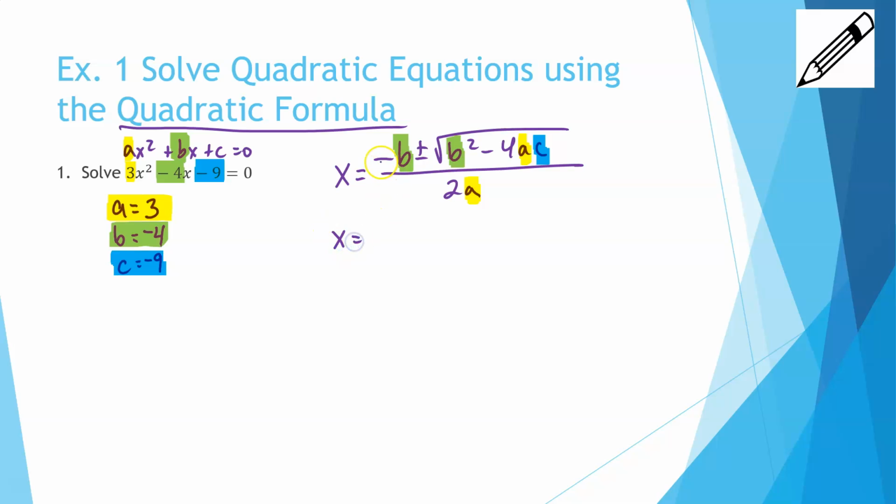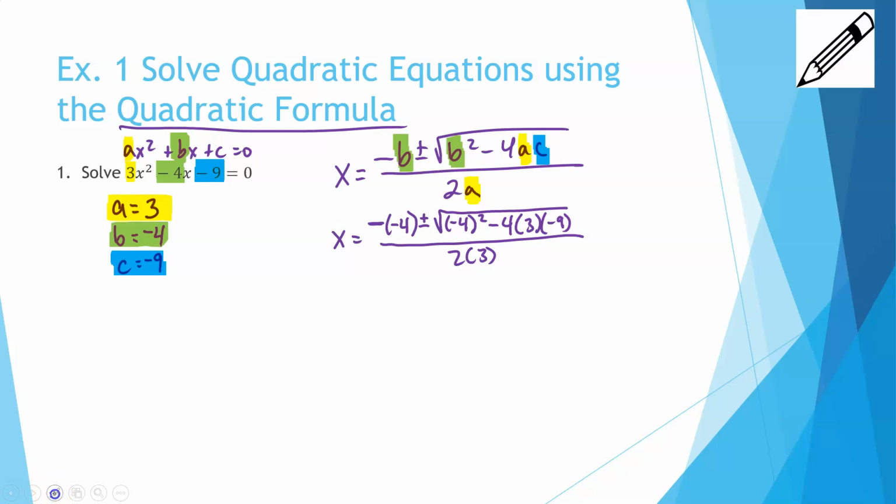X is equal to, now make sure this negative, that has nothing to do with the b, I bring that down. My b, though, is negative 4. So I have a negative 4, which is ultimately going to be positive, plus or minus square root. Make sure you put the b in parentheses because when you square a negative number, it's going to become positive. Minus 4 times a is 3 times c is negative 9, all over 2 times the a, the yellow is 3.